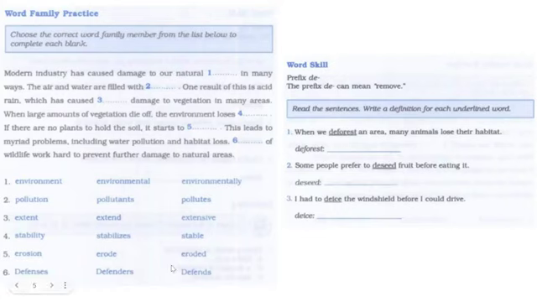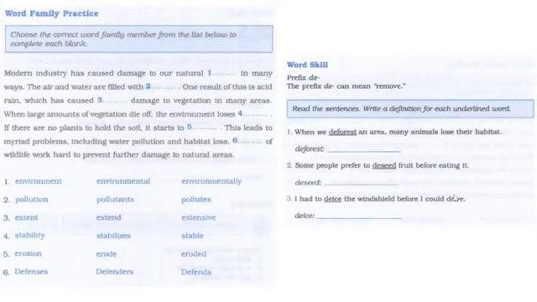Yeah, very nice. So, any questions regarding this? Okay, if there are no questions, you can also take a look at this prefix. It's called de. The prefix de means remove. For example, deforest, basically to cut the forest. When we deforest an area, many animals lose their habitat. Another one is de-seed. Some people prefer to de-seed fruit before eating it. So it's to take away the seed. And then de-ice. I had to de-ice the windshield before I could drive.